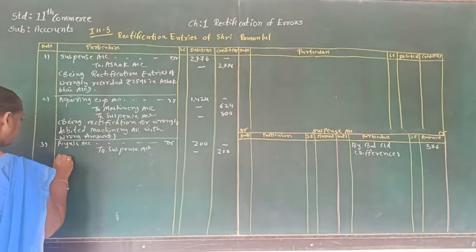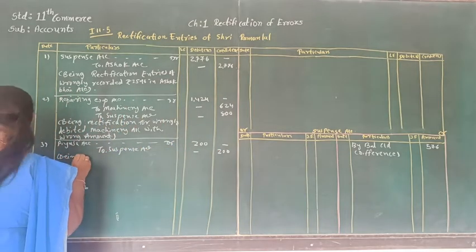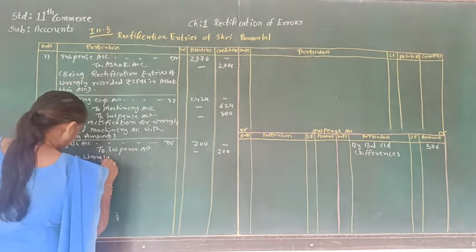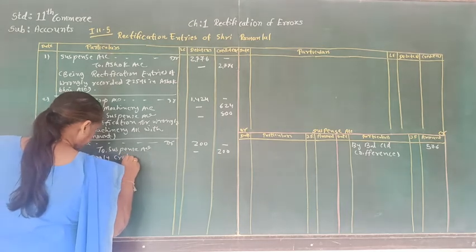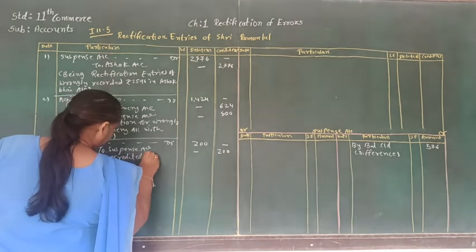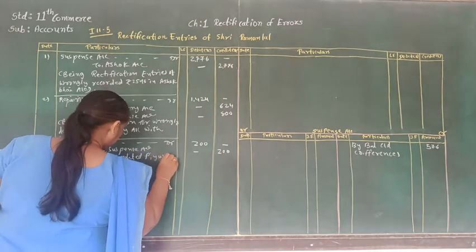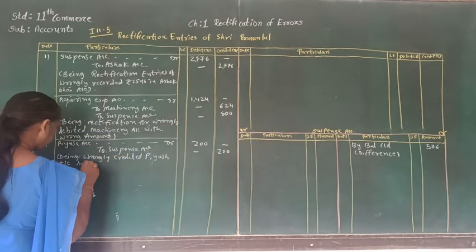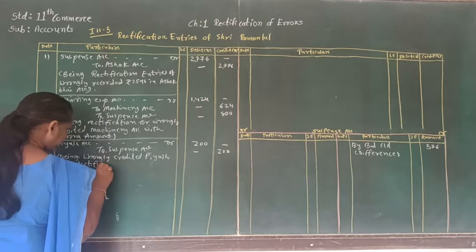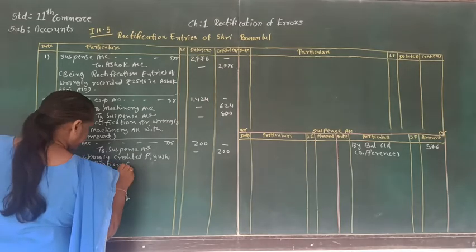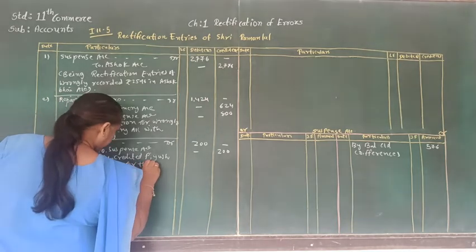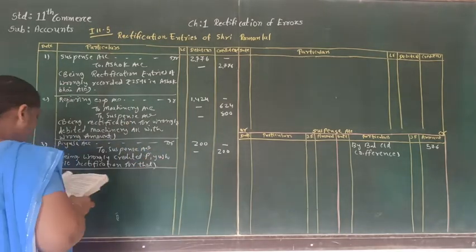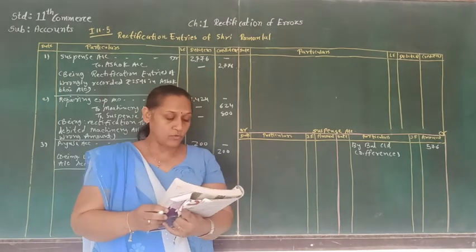Being rectification for wrongly credited Piyush account. So now let's see transaction number 4.